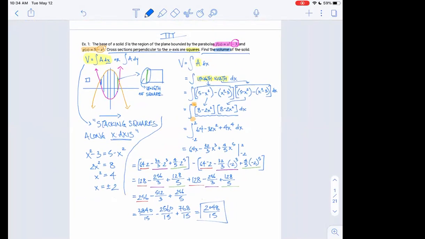Okay, so here is our worked out problem for what happens when I take two parabolas, I take the region in between them, and I say from this region, I'm going to be having squares come out of the paper or out of the screen. And each of those squares, if I add up the area of every single square, I will get the volume of the overall shape. Okay.